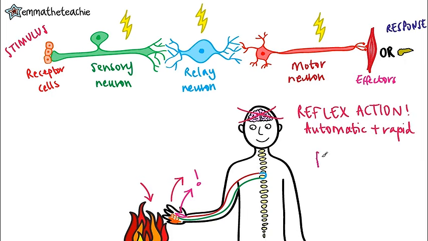Reflex actions are important because they help protect an organism from harm. Many basic body functions are also reflex actions, like breathing. If the brain were consciously involved in these actions, you wouldn't be able to think about much else.